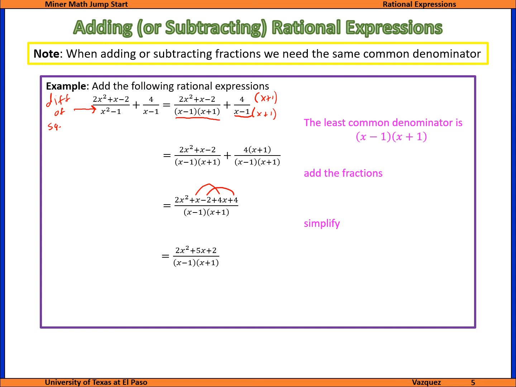Now, can we simplify this further? Sure. Instead of factoring the top, which might be a bit complicated, what we're going to do is just bunch up the bottom again as a difference of squares and just leave it as x squared minus 1. And we can leave our rational fraction like this. So that would be the sum of the rational expressions.